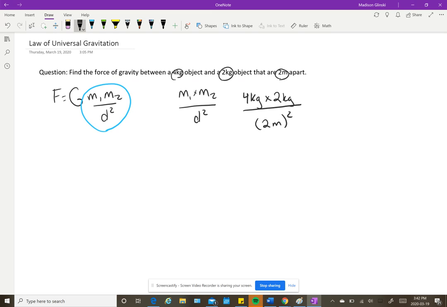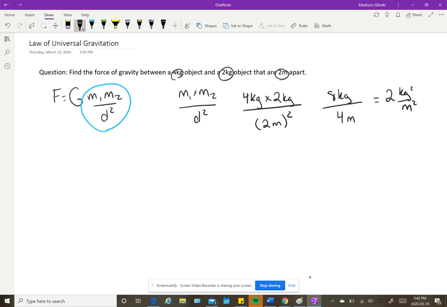So 4 times 2 is 8 kilograms. Now squaring. You guys know that squaring is the same thing as a number times itself. So this is 2 meters squared. It's the same thing as 2 times 2. So 2 times 2 is 4 meters. Now just solve for this. 8 divided by 4 equals 2 kilogram meters.